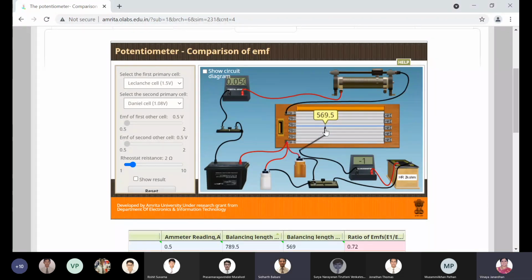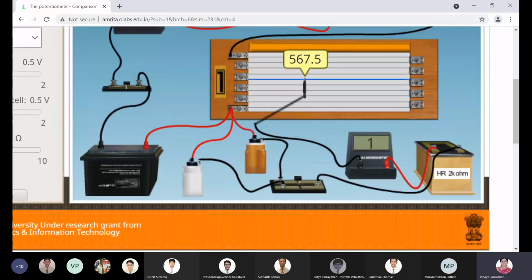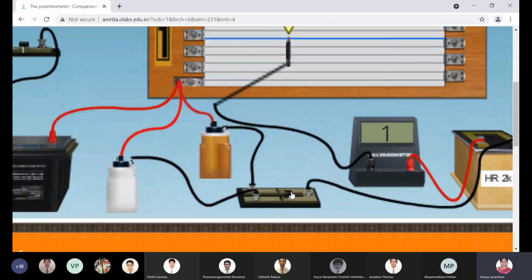Ma'am, how to set the two-way key inside? Okay, so boys, if I put it here, this will be for the Leclanché cell. If I remove the key and put it to the next end, there are two small slots. Can you see that, boys? If I put it here this way, I'm including the Leclanché cell, the white one. If I'm just removing and putting the key over here, I'm including the Daniel cell. Understood, ma'am.